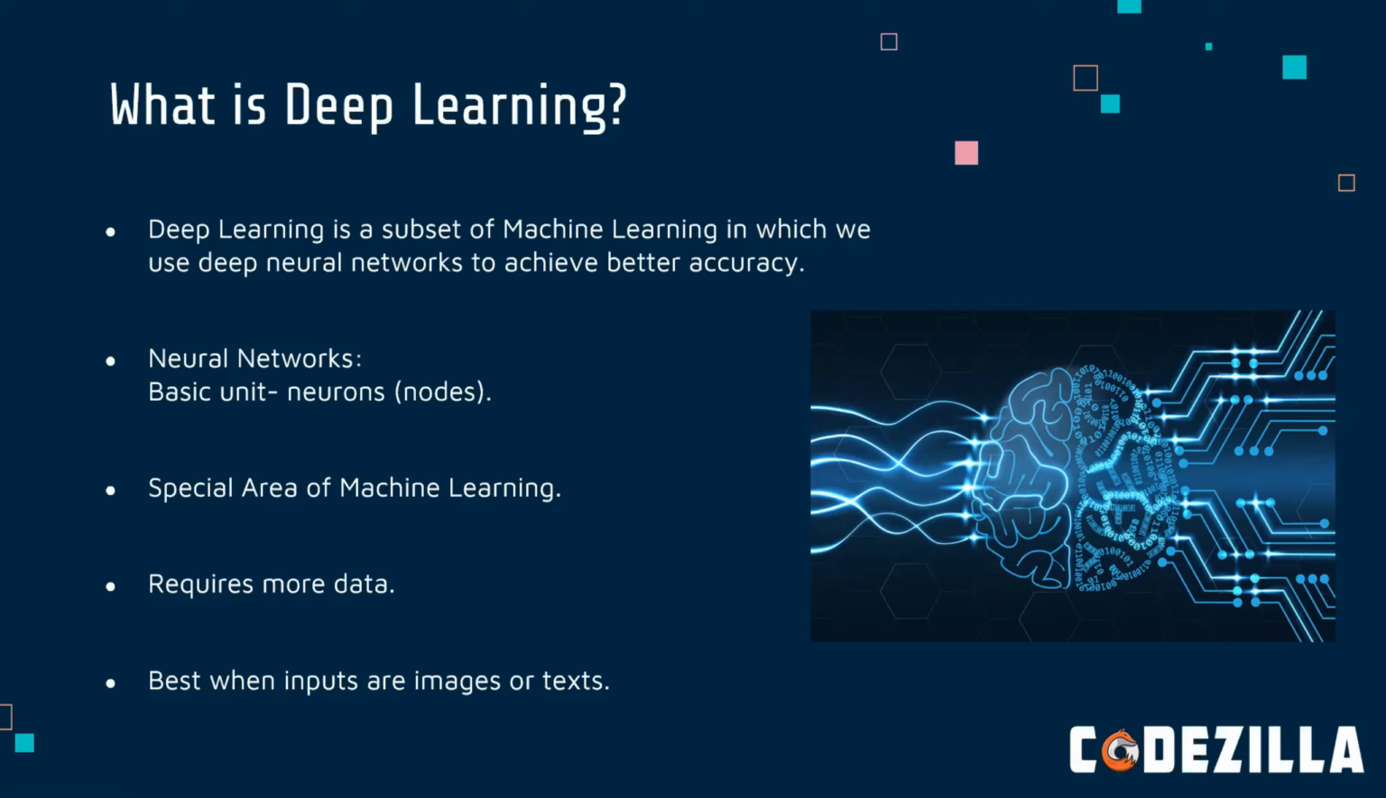Deep learning is a special type of machine learning that can solve more complex problems, but it requires much more data than traditional machine learning. It requires images and text as it is considered as the best input.